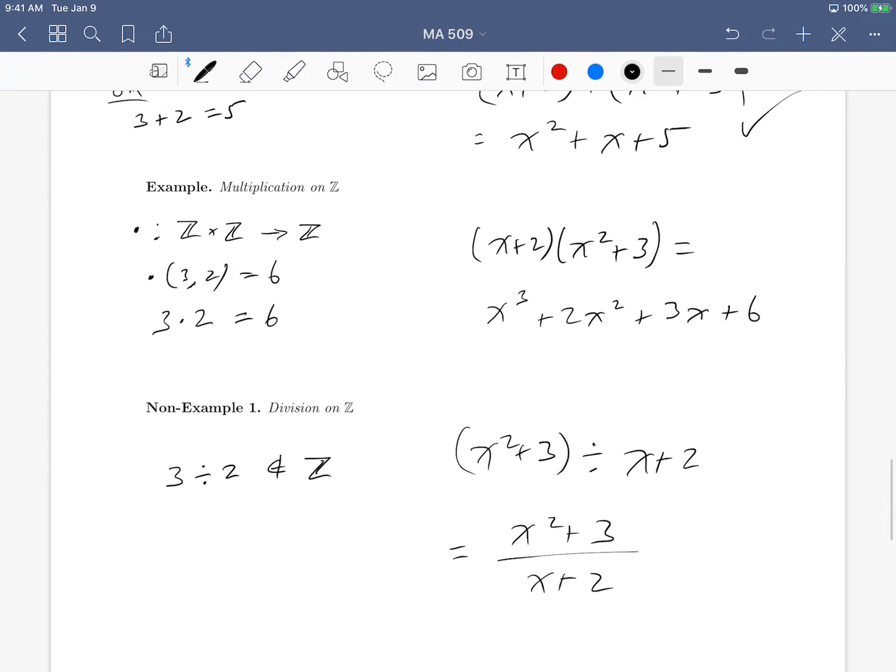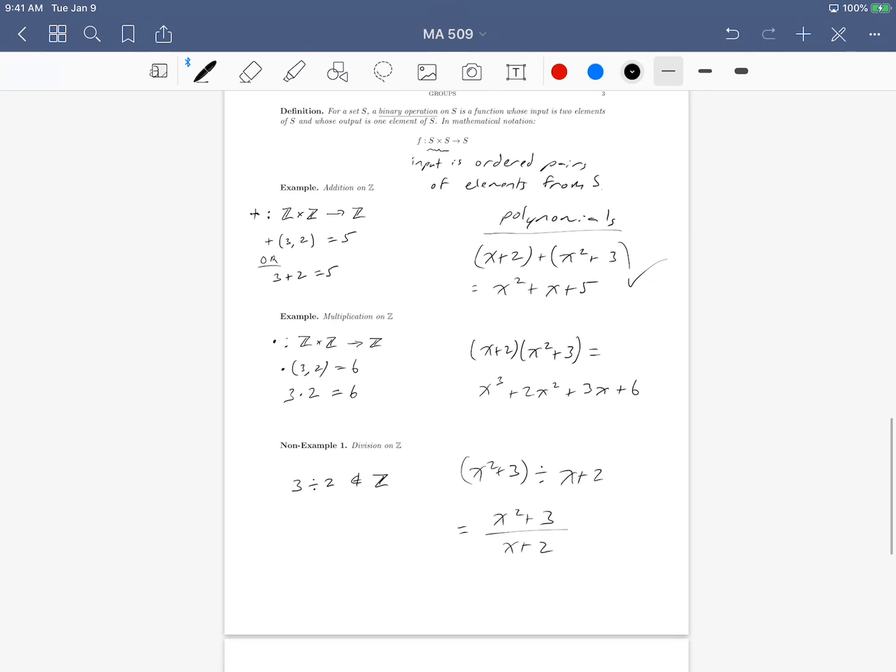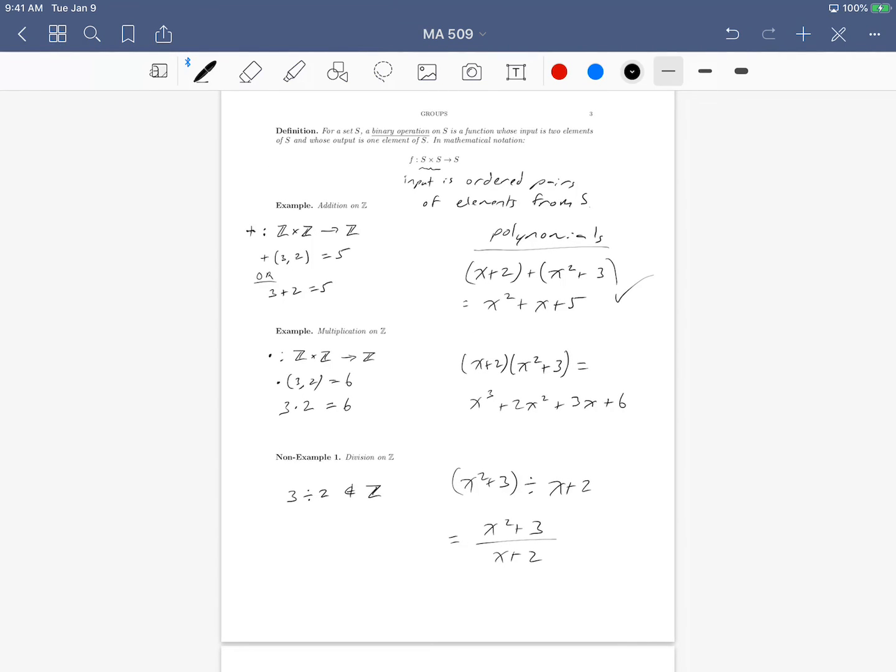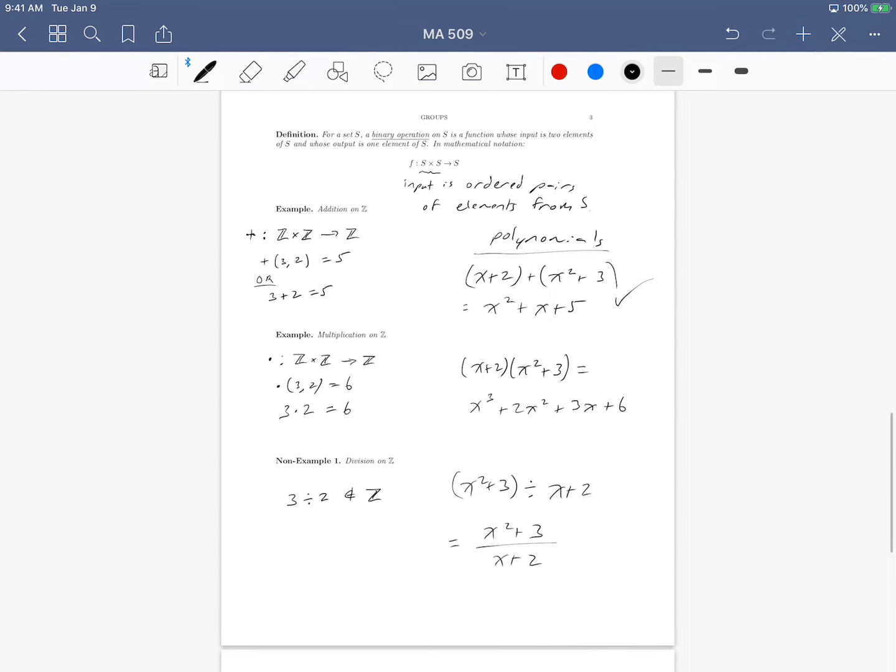So it turns out so far the polynomials are acting a lot like the integers in these specific ways. So next we're going to think a little bit more about what are the properties of addition and multiplication in the integers, and do they still work with something like polynomials.